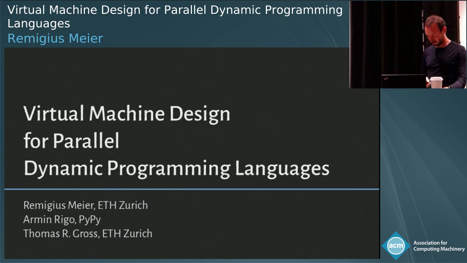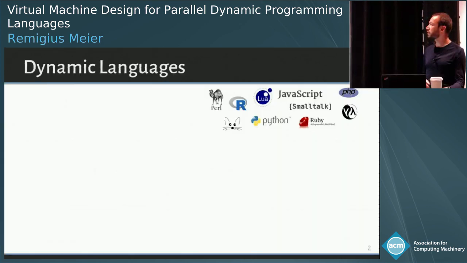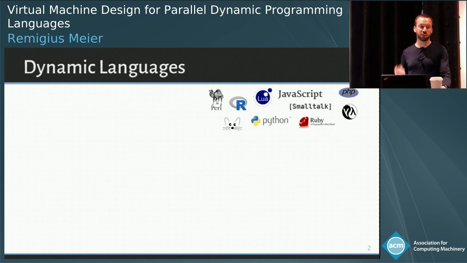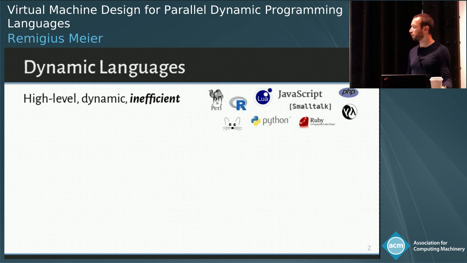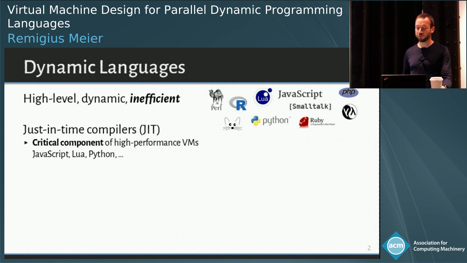Right. So let's first talk about dynamic languages. I guess all of you know some of the examples on the right. There's JavaScript, Ruby, Python, and so on. And we usually associate a few properties with them. So for example, we might think of them as high-level languages, as dynamic, of course, but also often as inefficient. Well, this started to change recently. In recent years, with the development of just-in-time compilers, this is not true anymore for all languages.